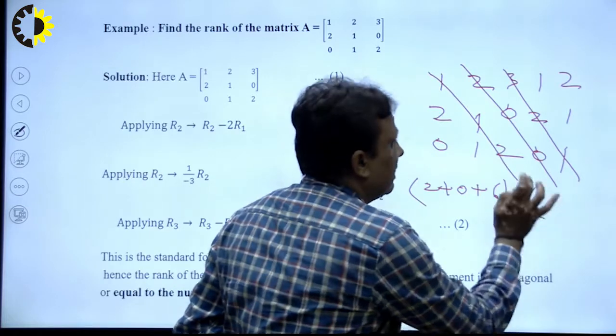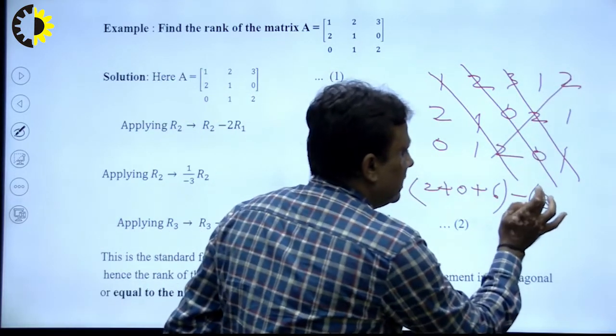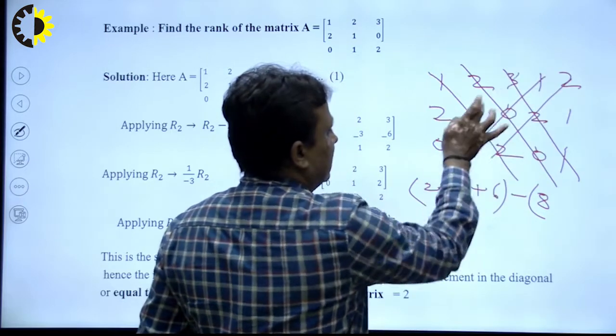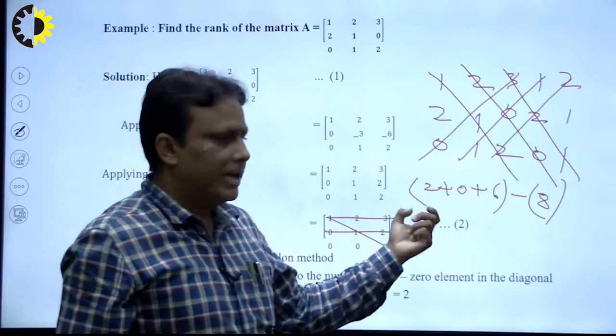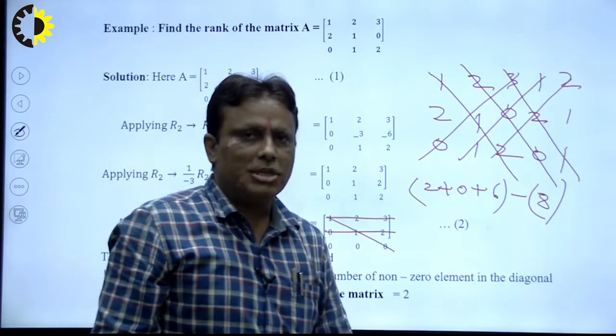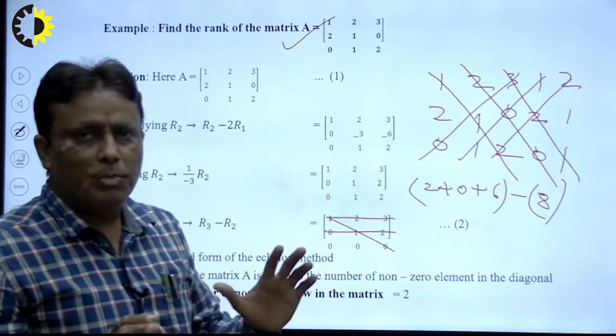Minus, similarly in the same way, this is 2 times 2 is 4, 2 times 4 is 8. I write here 8, right? This is 0 and this is 0. So suppose I want to calculate 6 plus 8, minus 8, minus 8 is 0. So the determinant of this matrix is 0. Therefore the rank cannot be equal to 3.